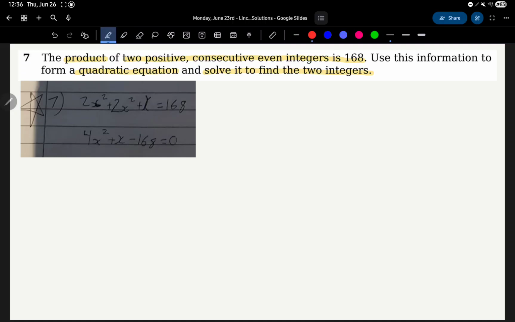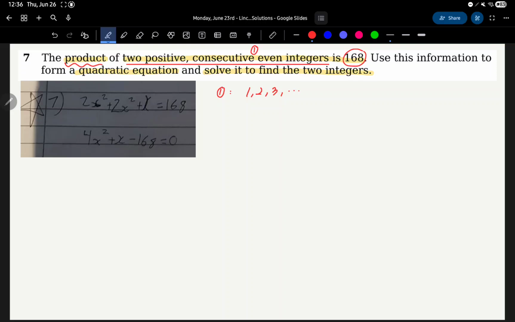So first of all, we need to think about how to express the two positive consecutive even integers. How do we even do that? And how do we use that to express that the product of it is 168? Let's think about it. First of all, let's think about what consecutive is. Consecutive numbers are like 1 and 2, because one comes after the other naturally, right? Same with 1, 2, 3. They're all consecutive numbers because they come one after the other without skipping any numbers, right?